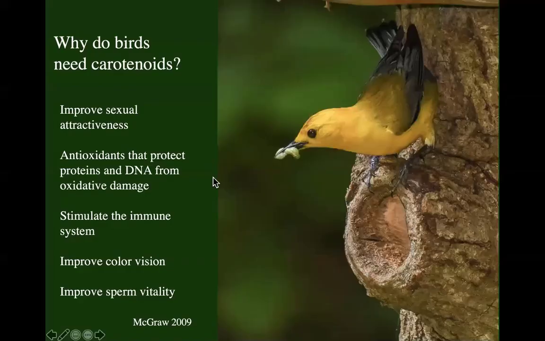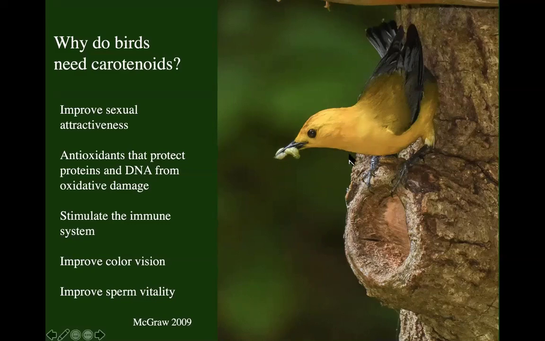What do carotenoids do for birds and us? Well, they're antioxidants. They run around our body, protect our DNA from oxidative damage. They stimulate the immune system. From our own perspective, I can't think of a better time to have a very strong immune system. They improve color vision. When your mother said, eat your carrots, you will see better, she was right. She didn't know she was right, but it turns out she was right. They improve sperm vitality, improve sexual attractiveness.